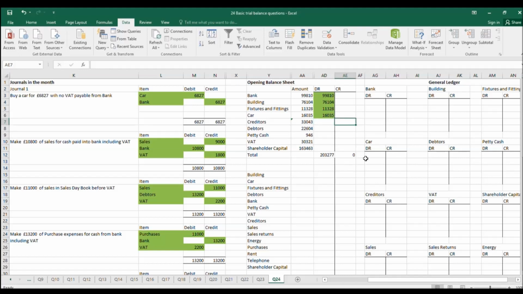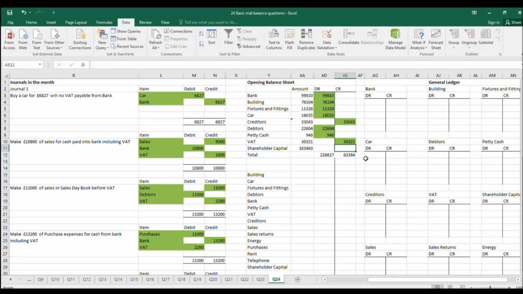Now the creditors is something we have to pay out in future, so that's going to be a negative money movement. The debtors, money we're going to get in, so that's positive money movement. That's debit. Petty cash, it's either cash or things are going to be turned into cash. Well, it's cash then, so that's going to be positive, so that's a debit. VAT, we're going to have to pay this out in future.